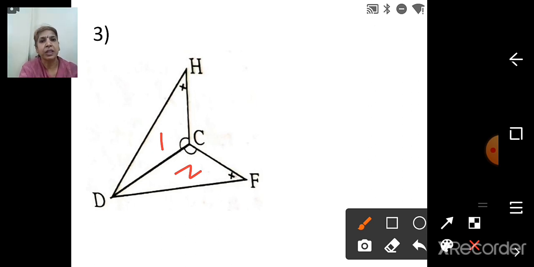Again now third one, observe the figure properly. What you will find is side DC is congruent to side DC. That is the reason every segment is congruent to itself. So for congruent we use this marking, that is for similar. Every segment is common to itself.